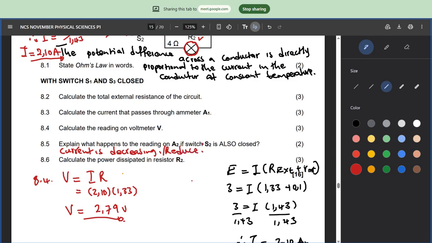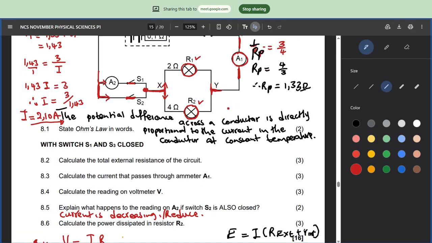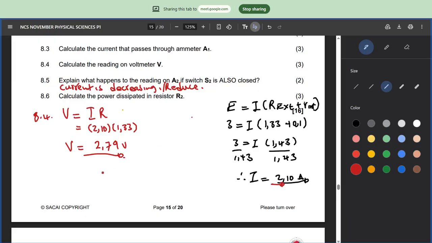Calculate the power dissipated in resistor R2. So when they want us to find the power dissipated in resistor R2, you just have to know the information. For R2, we have resistor 4, and then this will read the voltage. Let me write the information. This will read the voltage of 2.79, what we just calculated. So for R2, the R is 4, and then the voltage is 2.79, and we are looking for P.